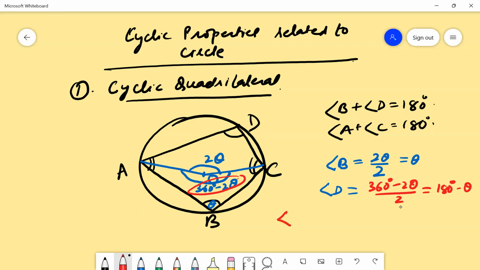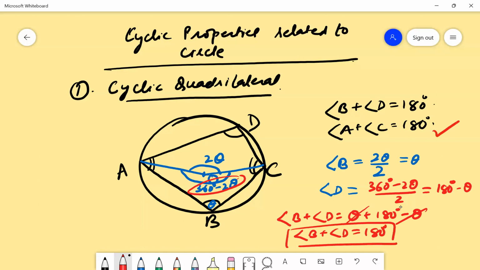So we can write angle B plus angle D is theta plus 180 minus theta. In both cases, for angle B and angle D, we are applying the same fundamental theorem, or you can say fundamental rule: the angle made by a chord at the center is double the angle made by the same chord at the circumference. So this theta and theta will cancel out and angle B plus angle D would be 180 degrees. Similarly, you can prove for angle A and angle C. Angle A plus angle C would also be 180 degrees. Now let's come to the second property.